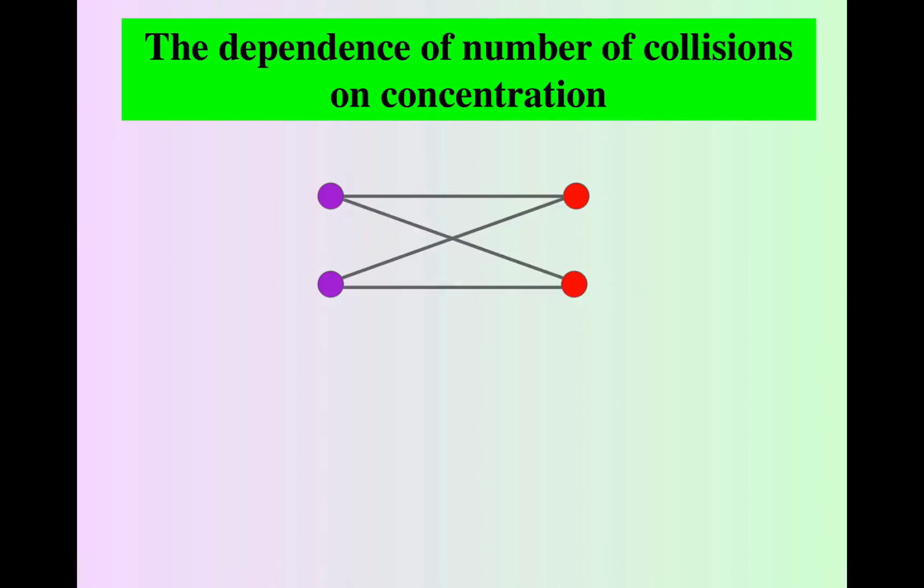If I double the concentration of the red one, I double the opportunity for collision. So if I double both of them, I get 1, 2, 3, 4 times the opportunity for collision. So this explains second order. Doubling the concentration of both reactants quadruples the rate of reaction. So it's strictly about opportunity for collision.